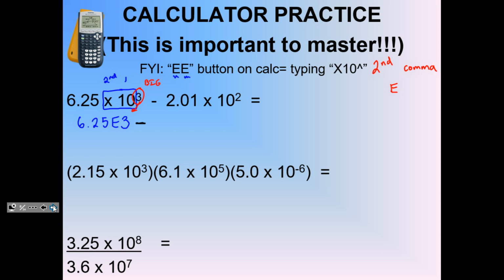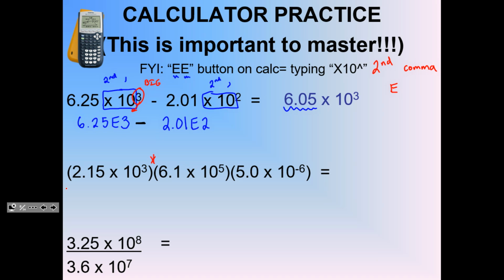So then we hit the minus button. And then the other one, I'm going to do 2.01. I'm going to take this second comma, which is going to give me a capital E, and then I'm going to plug in that positive 2. And the answer that we're after is 6.05 times 10 to the third. And what we're going to learn is how to round this number properly. That's what we're after. It's called significant figures. That'll be another video.